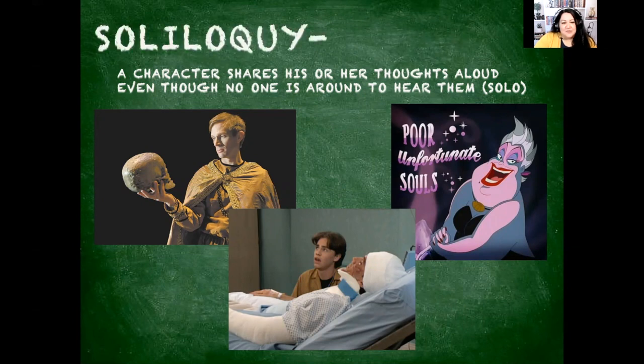This is called a soliloquy. Okay. You are solo and you are speaking to no one. Now, if you ever give a speech and you're the only person talking, but there are people around you, that's called a monologue. But if you're alone on stage or you're alone in the scene, that's a soliloquy. Okay.